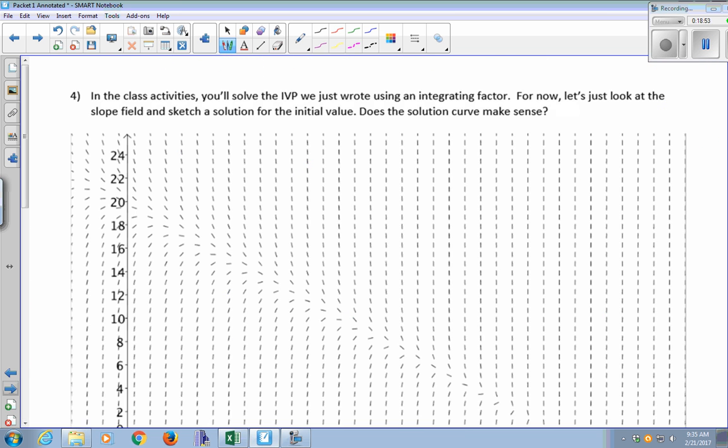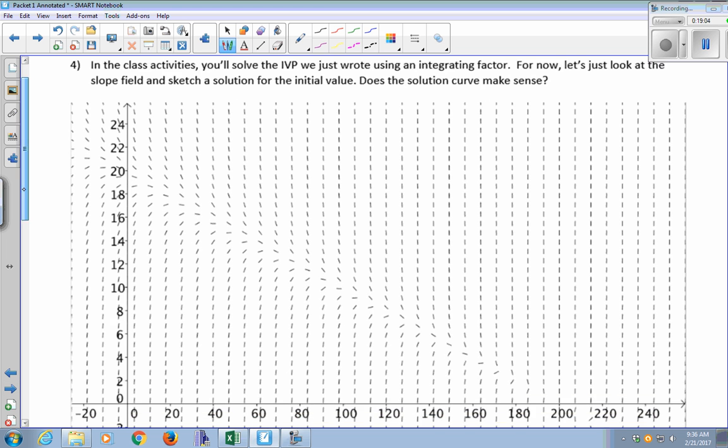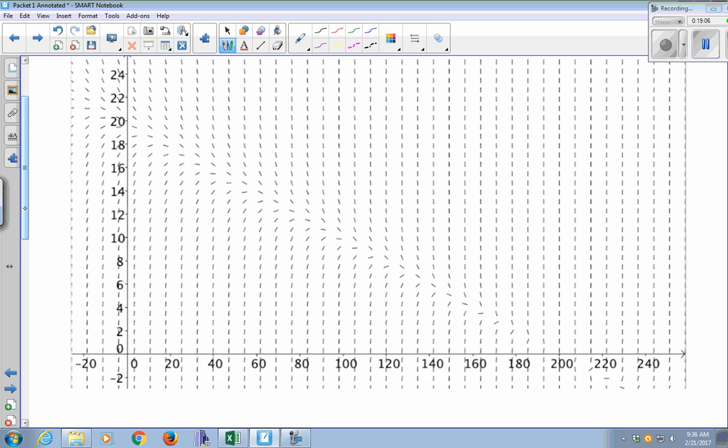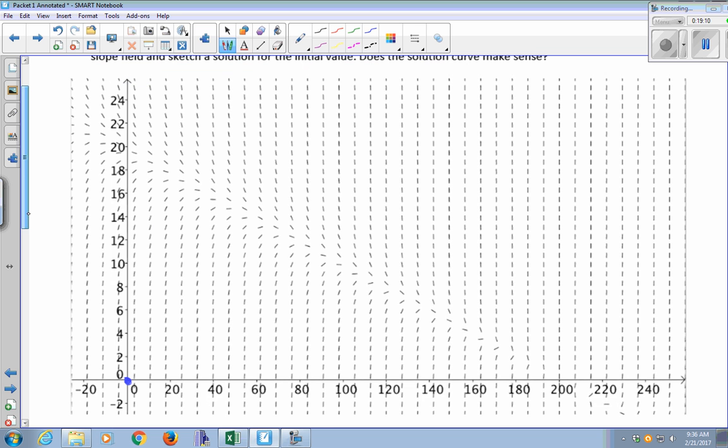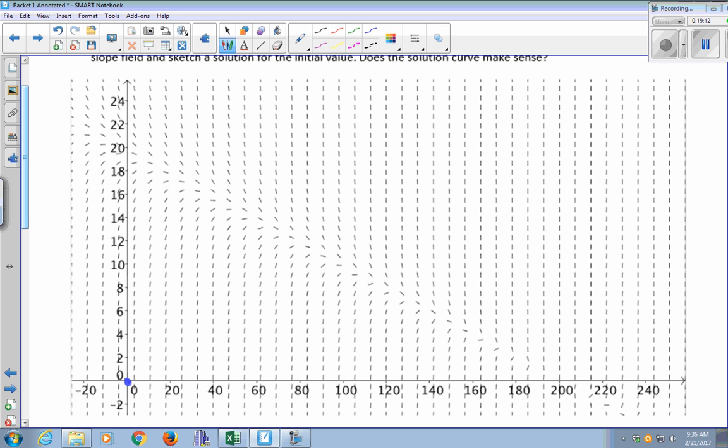All right, so in your class activities, which we're going to be doing at the start of next class, you're going to solve that initial value problem using an integrating factor. But for now, I just want to look at the slope field and sketch a solution for our initial value, which was S of 0 equals 0. So there's our initial condition. If I try to follow the slope field, it's very, very steep, right? And let's remember that this is T and this is S of T, time and the amount of salt in the pond.